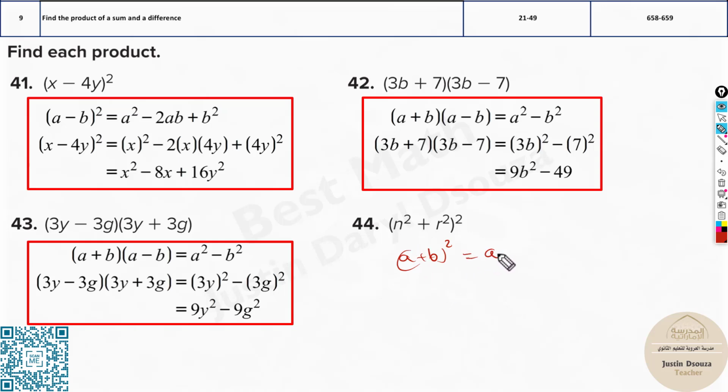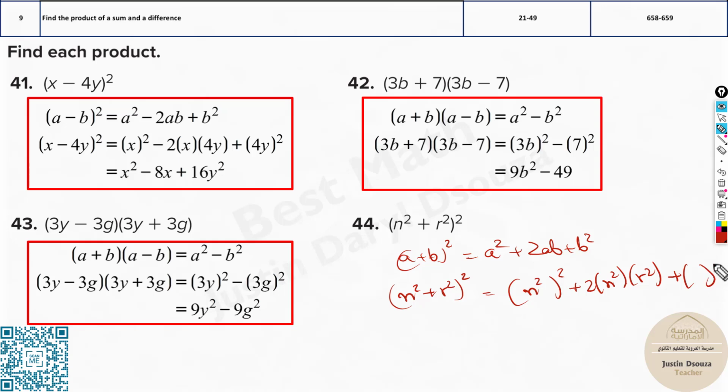What is the formula? It is a squared plus 2ab plus b squared, right? Now here we must understand this: a is n squared and b is r squared, and then the whole square is there. So when we write it out, the square already has the formula. This squared is from the formula, but what is a? A is n squared. Then 2 times, what is a? It's n squared times b squared, sorry, r squared, not b. So here we have r squared plus, what is b? B is r squared, the whole square.